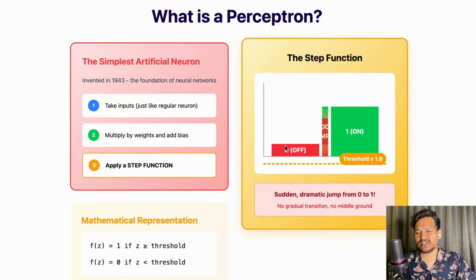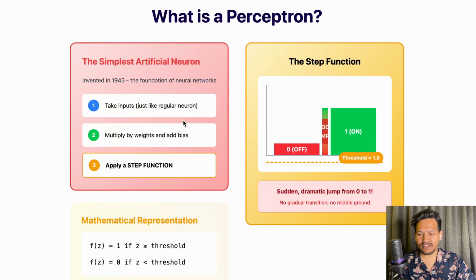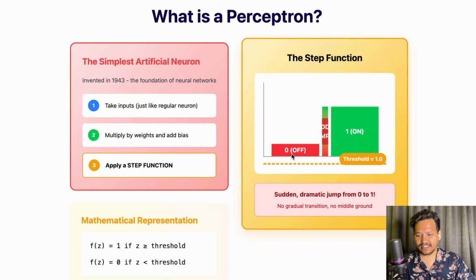A perceptron is the simplest type of artificial neuron, invented in 1943. Here's how it works. Take input, just like our regular neuron, multiply by weights and add bias. But here's the key difference. Apply a step function. The step function works like this. If the sum is above a threshold, output equals 1, that is on. If the sum is below a threshold, output equals 0, that is off.